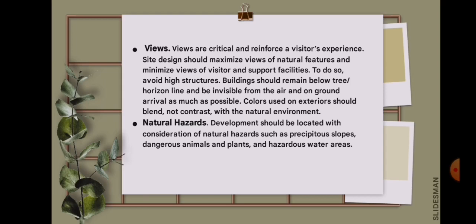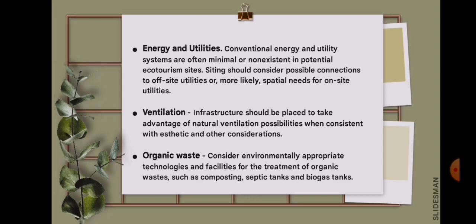Next is natural hazards. Development should be located with consideration of natural hazards such as precipitous slopes, dangerous animals and plants, and hazardous water areas. Energy and utilities. Conventional energy and utility systems are often minimal or non-existent in potential ecotourism sites. Siting should consider possible connections to off-site utilities or, more likely, spatial needs for on-site utilities.